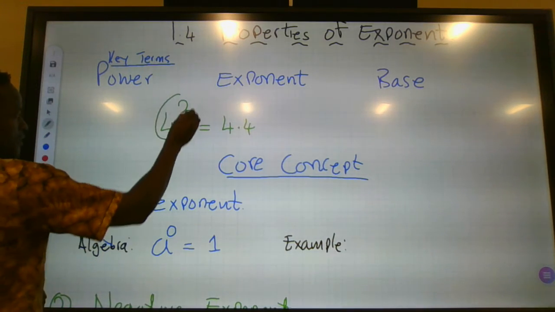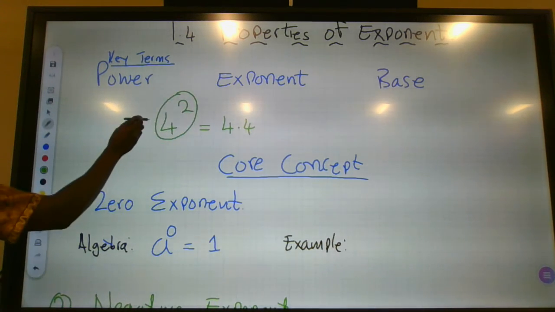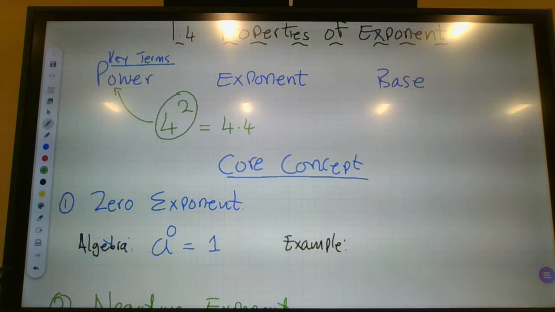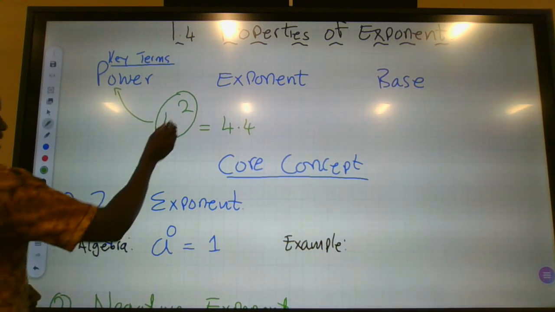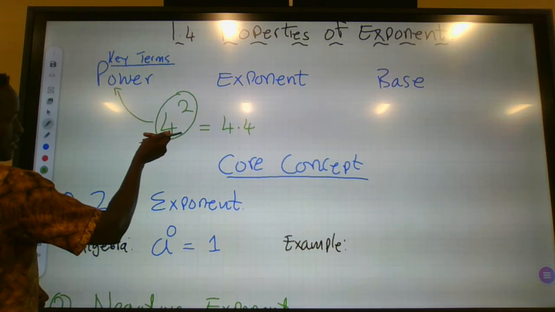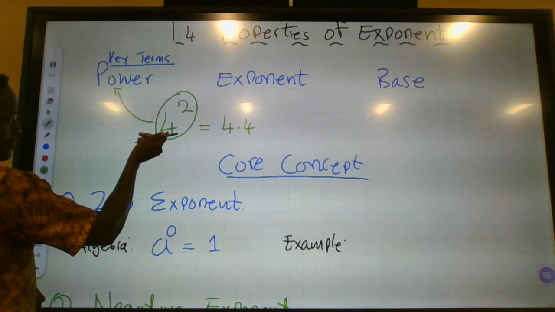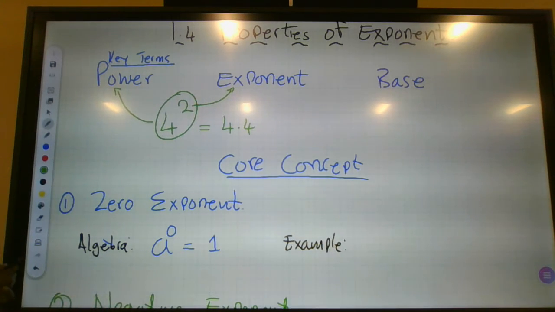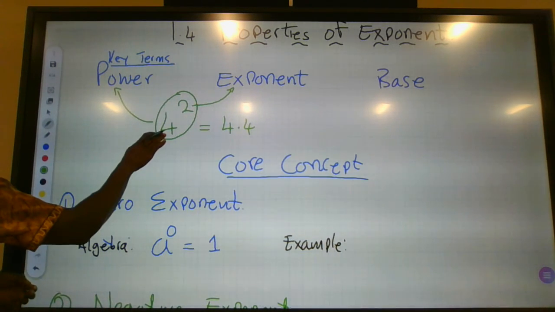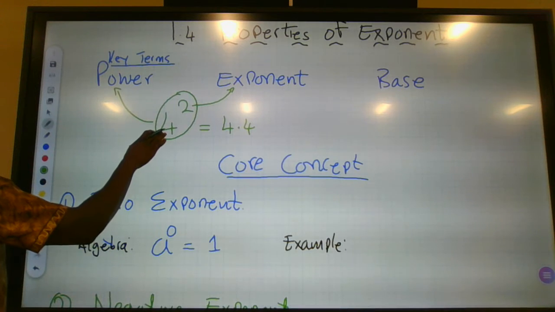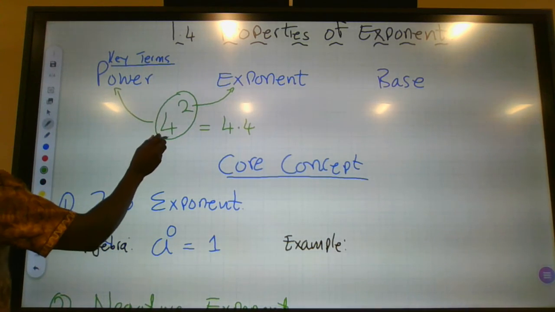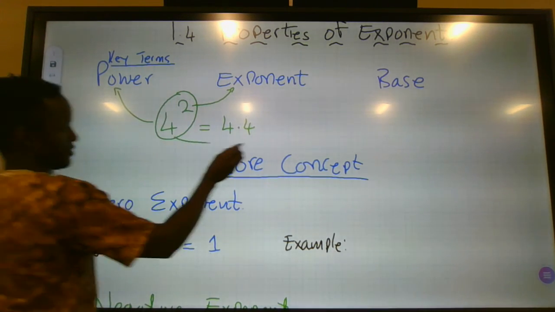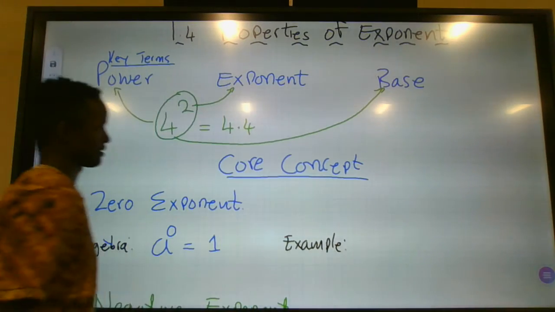This expression written in this form is what we call a power. Then we have a number here at the top that tells us how many times 4 should be multiplied to itself. This is what we call an exponent. Then you also have your 4, which is the bottom number that you're going to multiply how many times the exponent tells you to. And that's what we call the base.